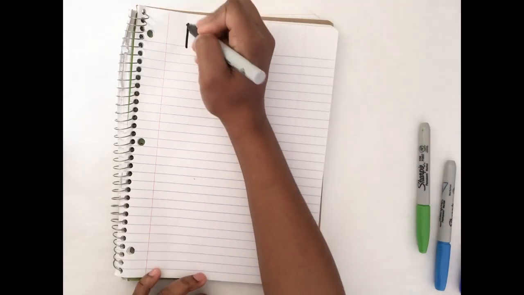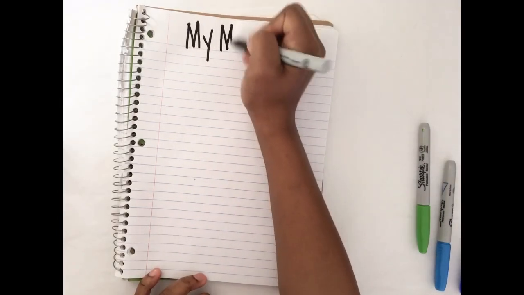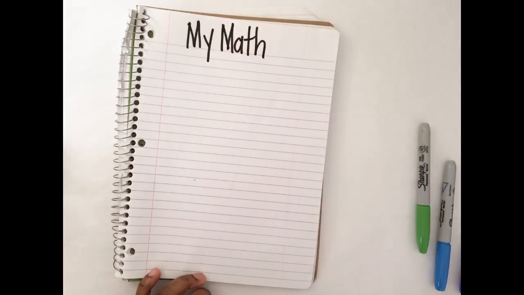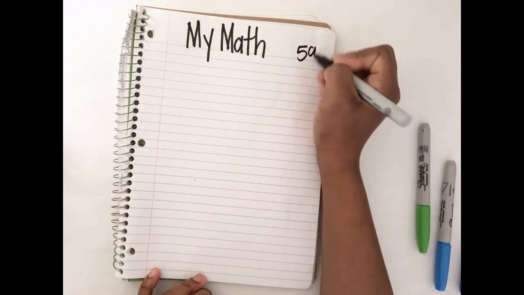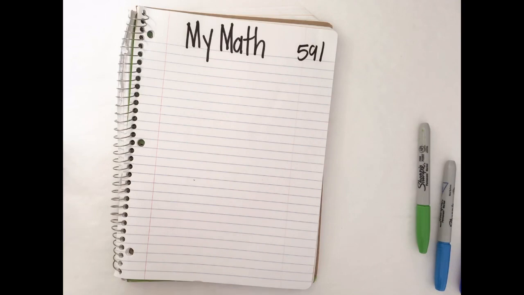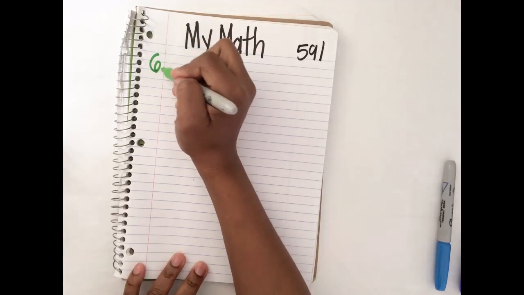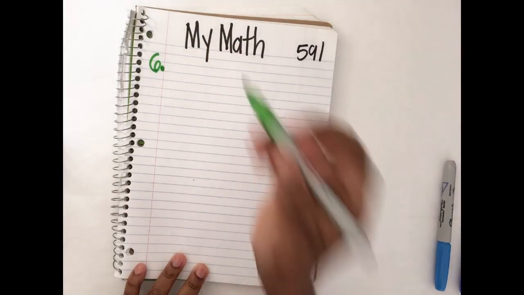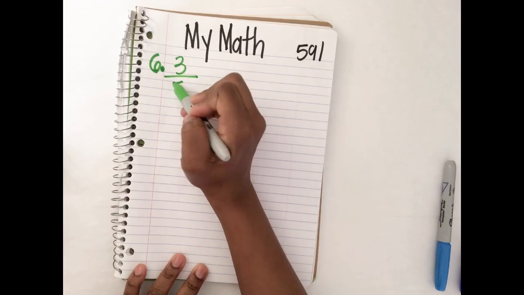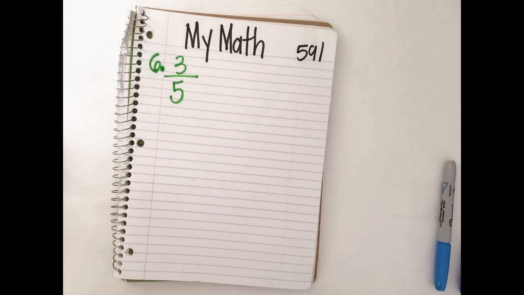We are going to take a look at your My Math book, and we're using volume 2. And this time, we're going to work from page 591. On page 591, I would like to start with question number 6. So I'm going to label in the corner question number 6. Question number 6 has a fraction that reads 3/5. The directions say, use math tools to shade each model. Then write each fraction as a decimal.